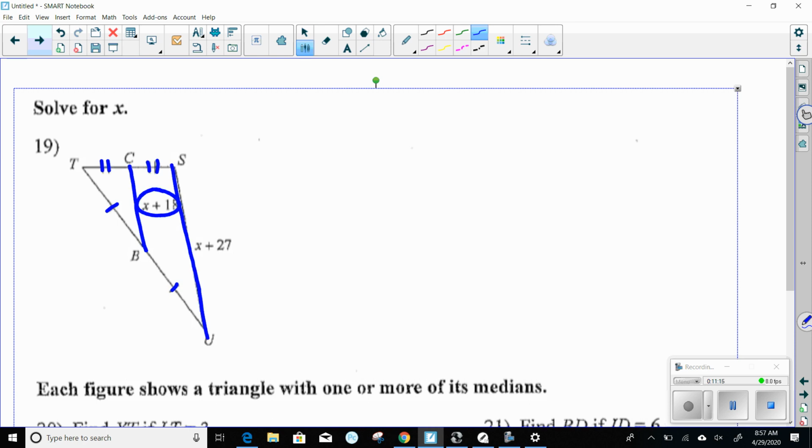That means I can take the mid-segment and times it by 2. 2 times x plus 18, and that would have to equal the third side. Then I would solve that equation from there to find it.